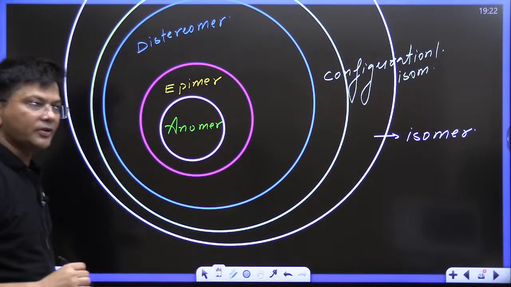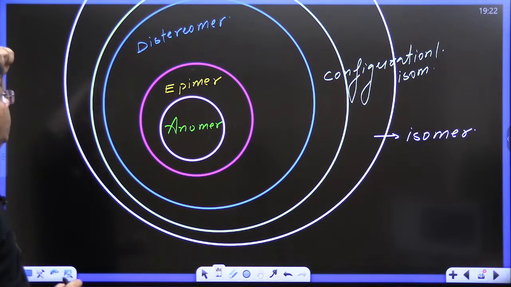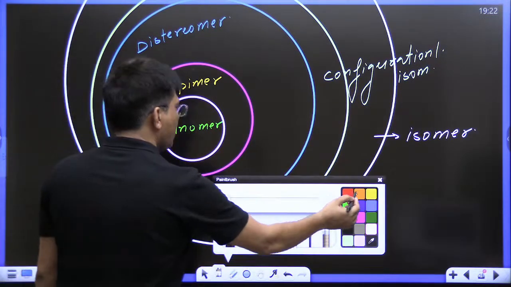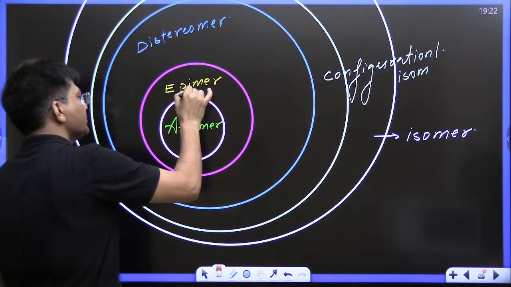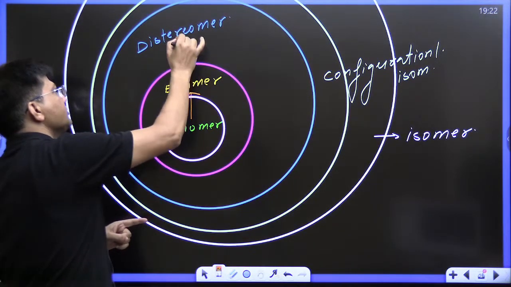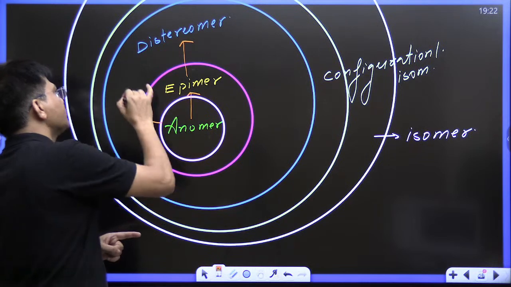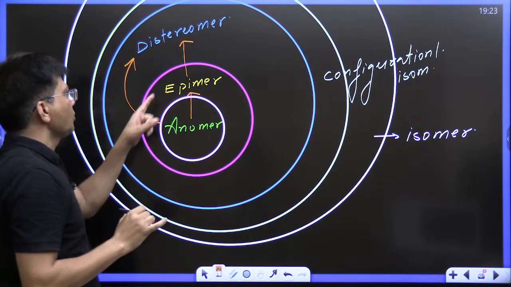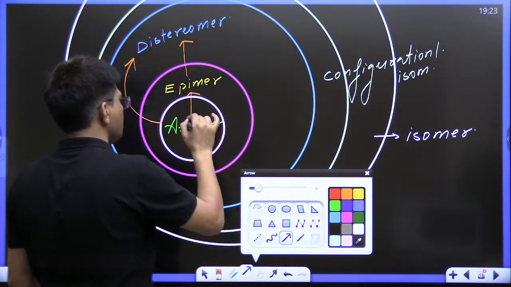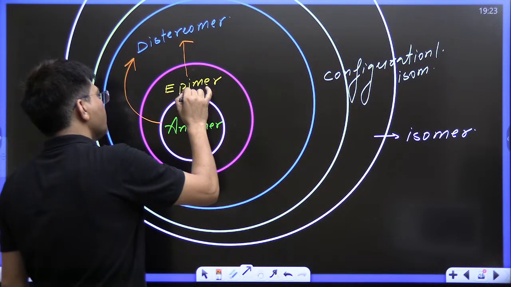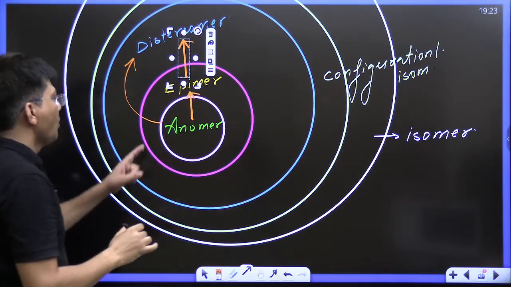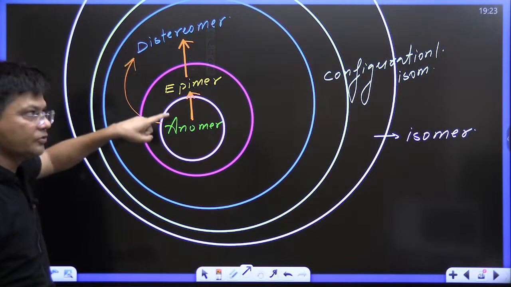Now kids, everyone try to understand what I'm going to tell you. All anomers are always epimers. All epimers are always diastereomers. All anomers are always diastereomers. But all epimers need not be anomers. All anomers are always epimers, all epimers are always diastereomers, all anomers are always diastereomers, but the reverse is not true.